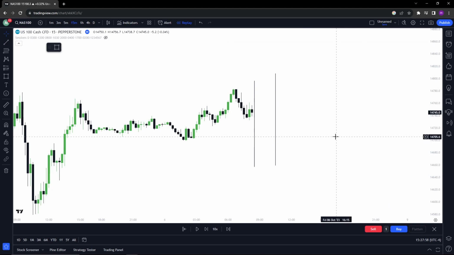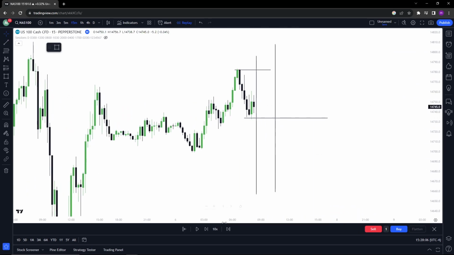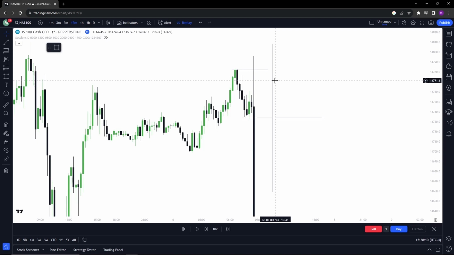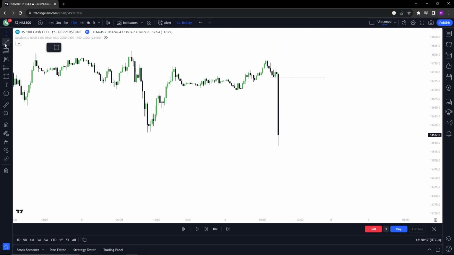Now the next thing we want to do is we want to identify our liquidity right over here. You can see we have these equal highs right here, and we have these equal lows right over here. Now when we play the market, what we want next is a liquidity sweep, and you can see over here we have had an amazing liquidity sweep. Price absolutely melted the market and shot all the way down here, taking this liquidity, taking these equal lows.